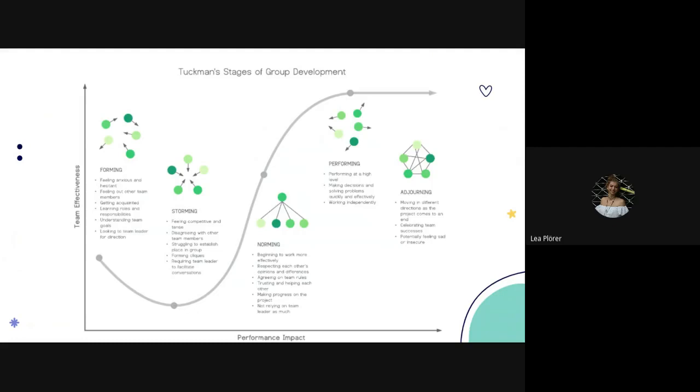And then after that there will be the norming part. You will start to work more effectively together, and the whole routine is slowly establishing as super self-going. I don't know how to say that. Whatever, you get what I mean. The routine is established. The members respect each other. They respect their work. They also respect their differences. They agreed on the team rules. They trust each other. They help each other out, and they slowly start making progress. The operations and everything slowly starts going. They become more self-driven, more independent, and this is when everything starts going up.